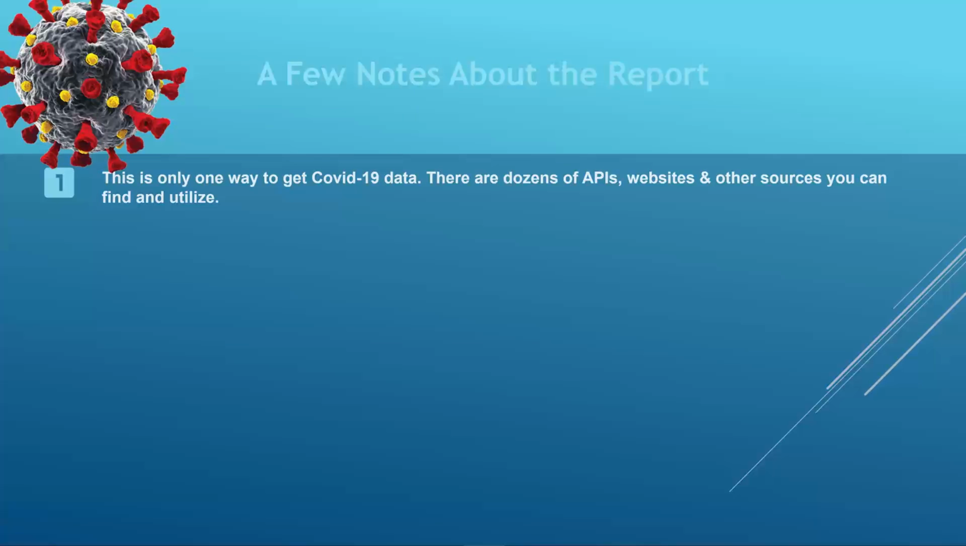Few notes. This is only one way to do this. There are dozens of APIs, websites, and other sources that you can use to get COVID data. In my experience, this one was the easiest for me, but that's also because this is how we started. I might think an API was easier if I was starting fresh.